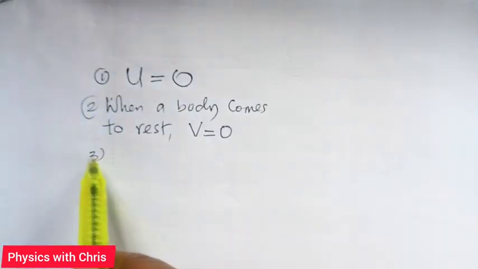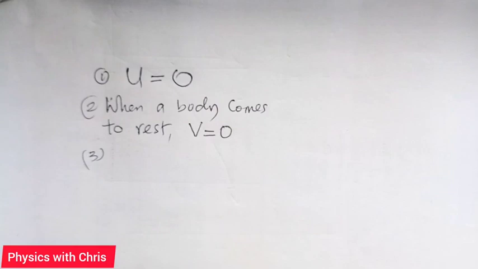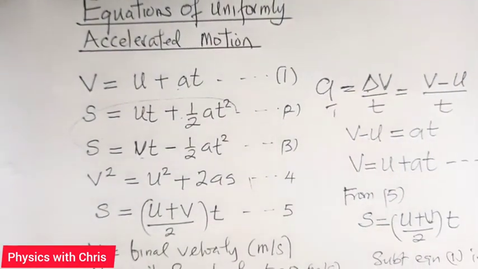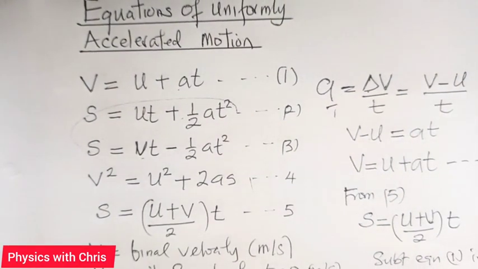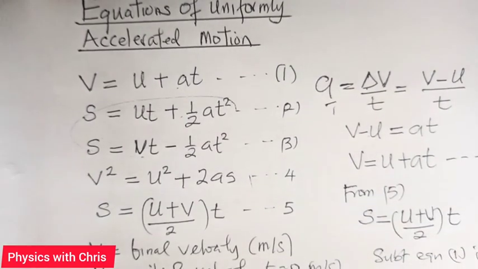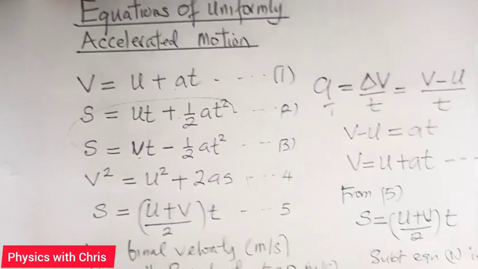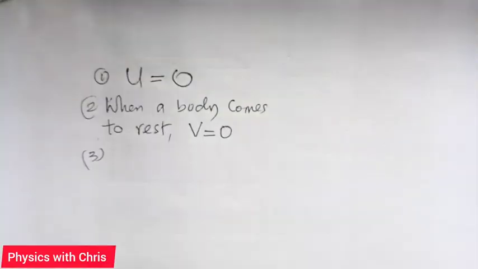Then number three, you have to write down the parameters, the quantities, both the known and the unknown. And then after that, you go through the four equations of motion and look out for one of them that contains all the parameters that you have listed. Okay, let's take an example. Suppose you have this example.